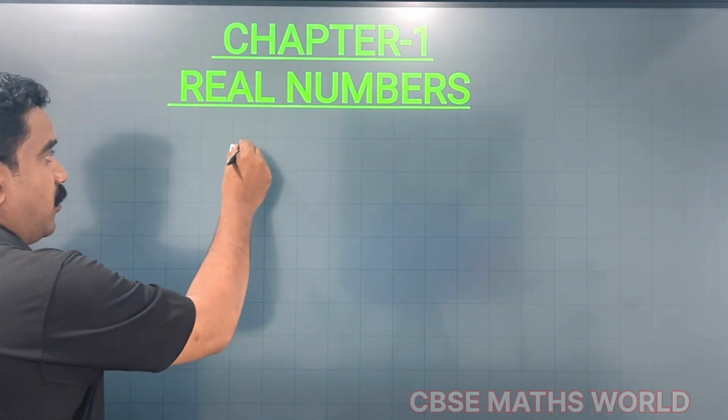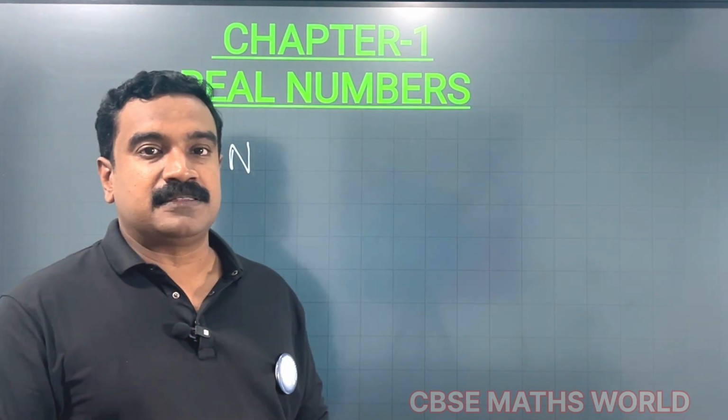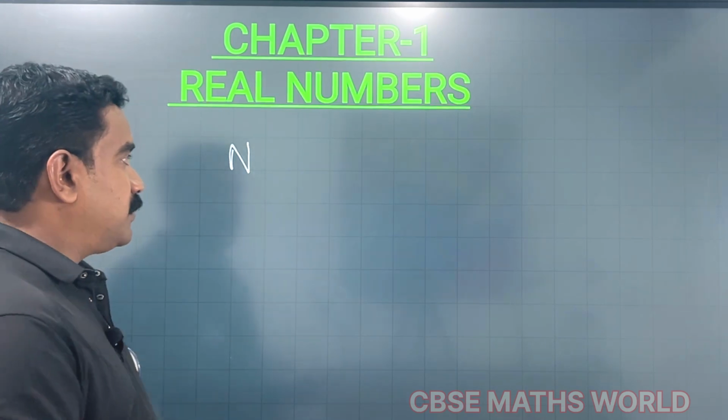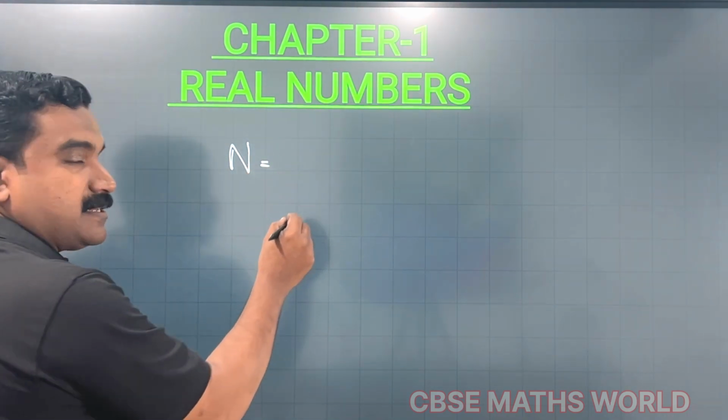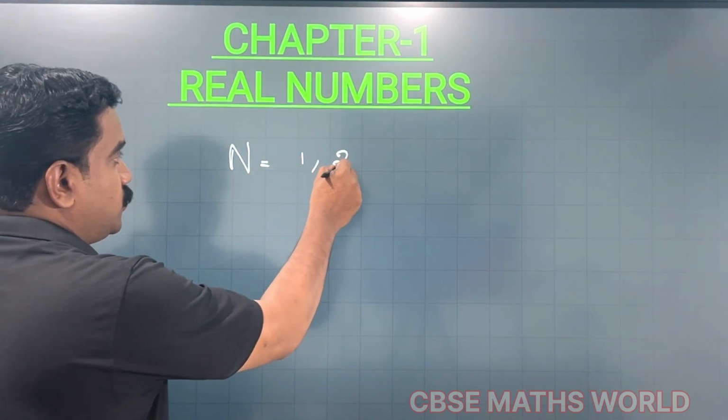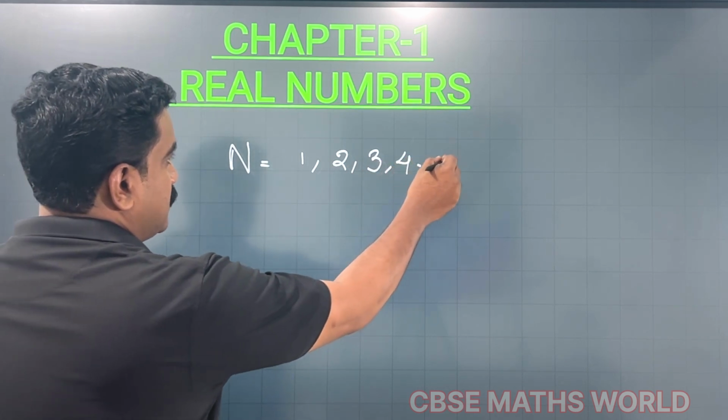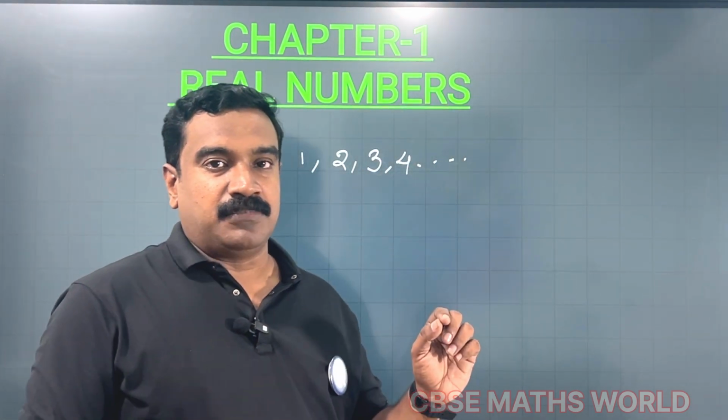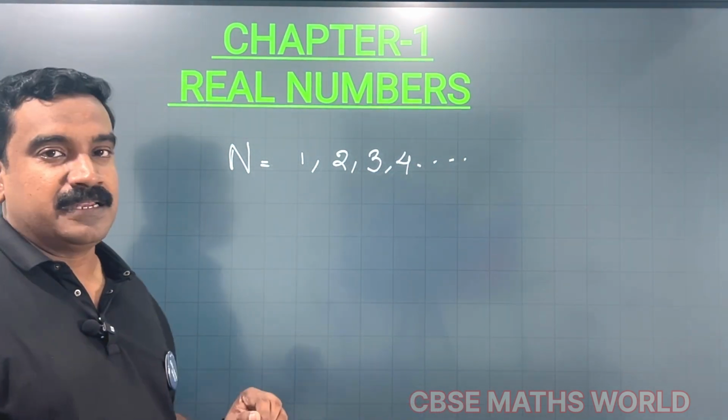First we studied N. N is known as the natural numbers or counting numbers. Which are the natural numbers or counting numbers? They start from 1, 2, 3, 4, etc. These are known as the counting numbers or natural numbers, denoted with the letter N.